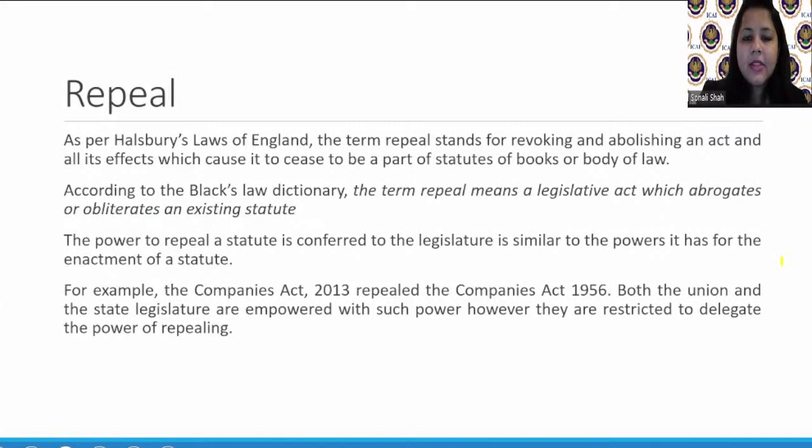Is that clear, guys? Any confusion till here? Let me know, say yes or no. Is that clear?